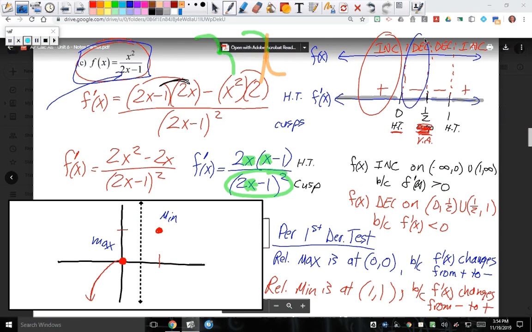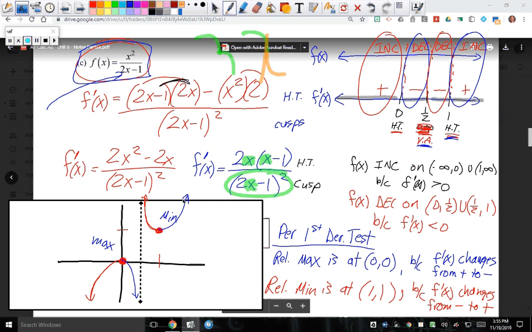From 0 to 1/2, we're going to decrease to a vertical asymptote. Decrease to a vertical asymptote. And the max still happened. We're going to decrease from 1/2 to 1 to a horizontal asymptote. So decreasing from this vertical asymptote to a horizontal asymptote. And finally, we're going to increase from a horizontal tangent off to the oblivion.